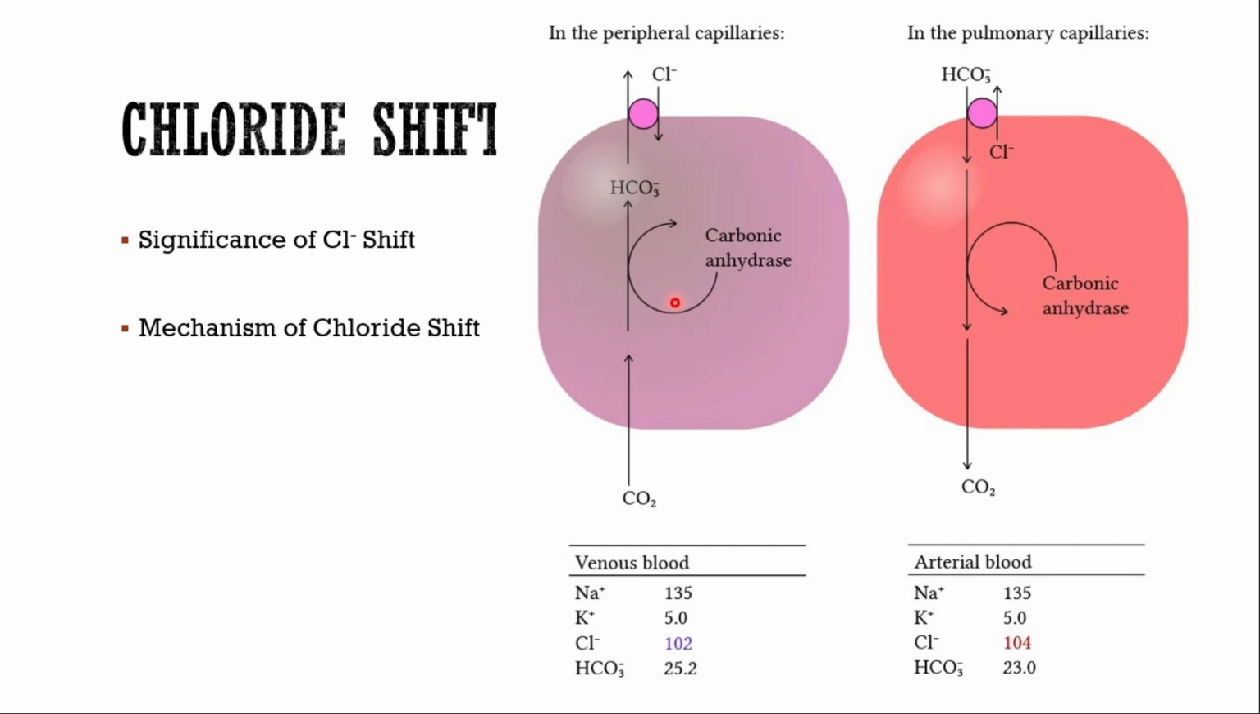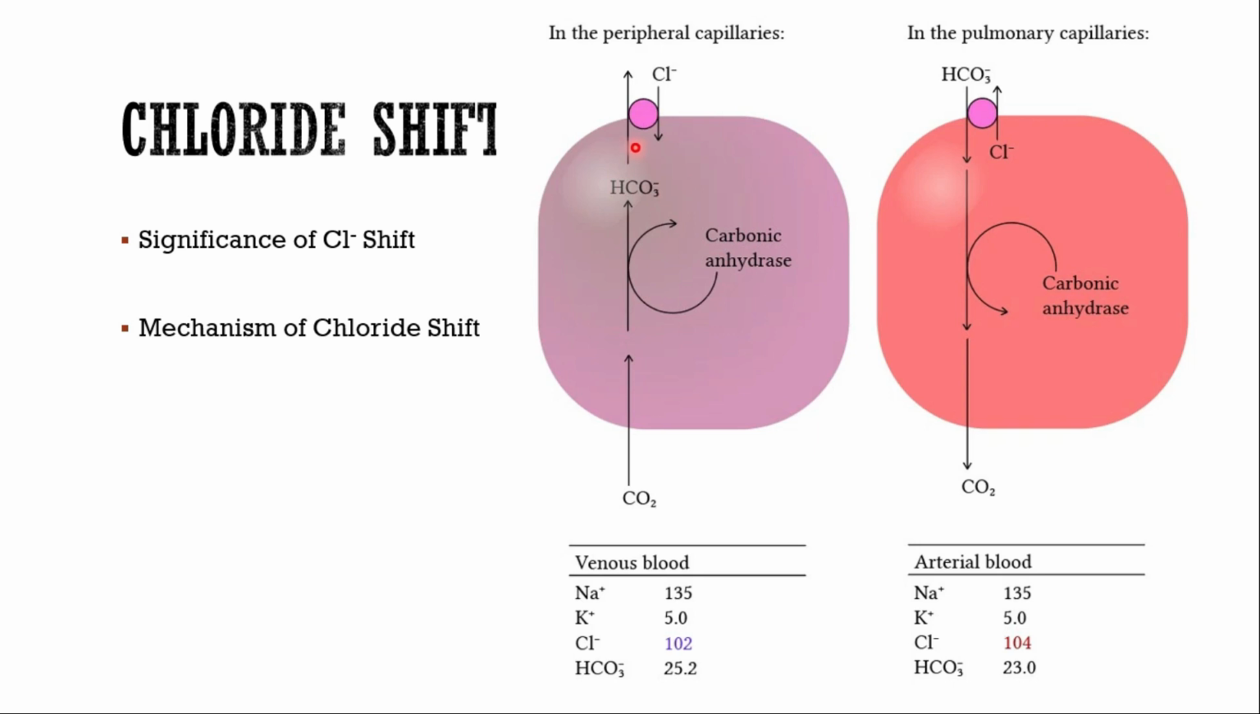When the chloride ions move into the erythrocytes and bicarbonate moves out into the venous blood. And second, when chloride ions move out and bicarbonate ions move into the pulmonary capillaries. So if we look at this diagram, carbon dioxide coming from tissues towards the peripheral capillaries enters the red blood cells and, with the help of carbonic anhydrase, is converted to HCO3 ions.